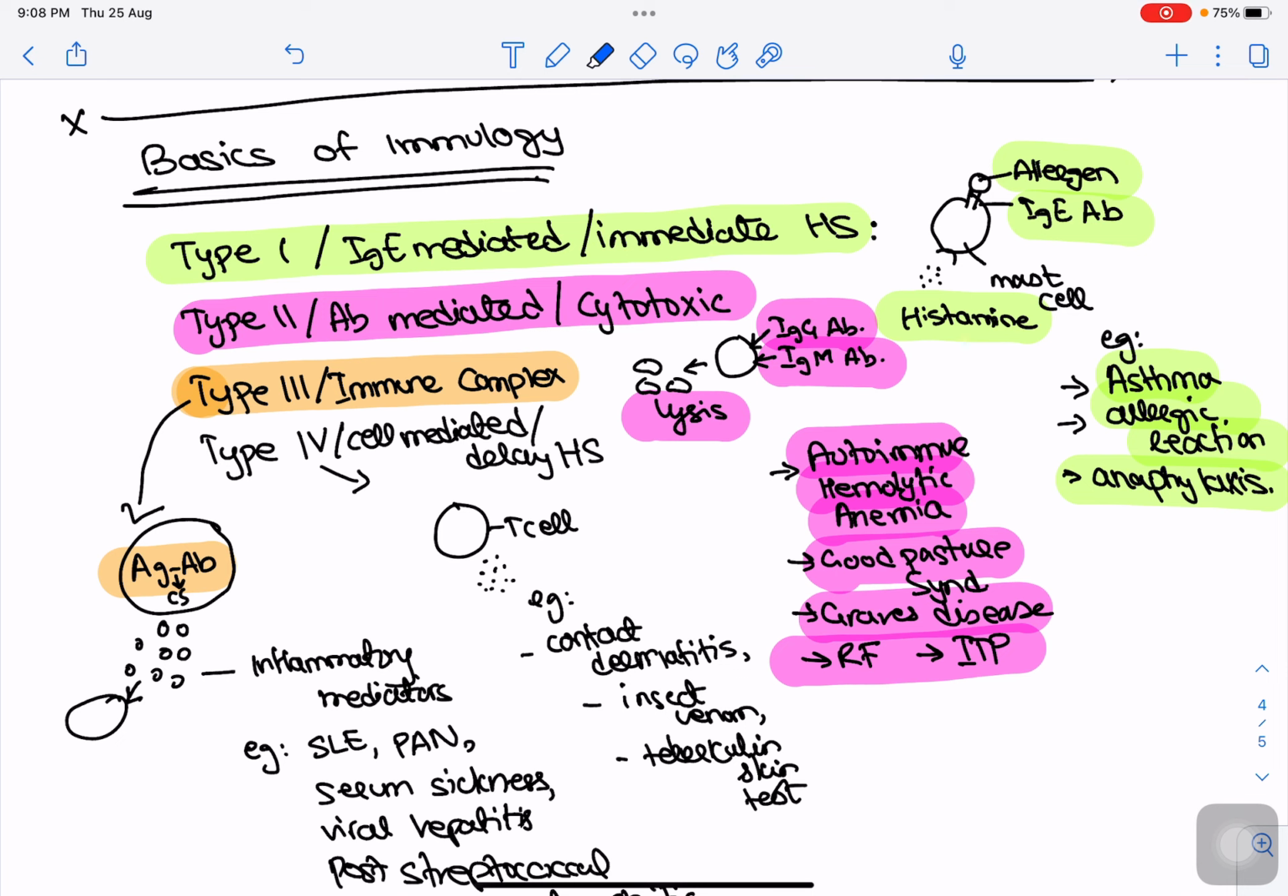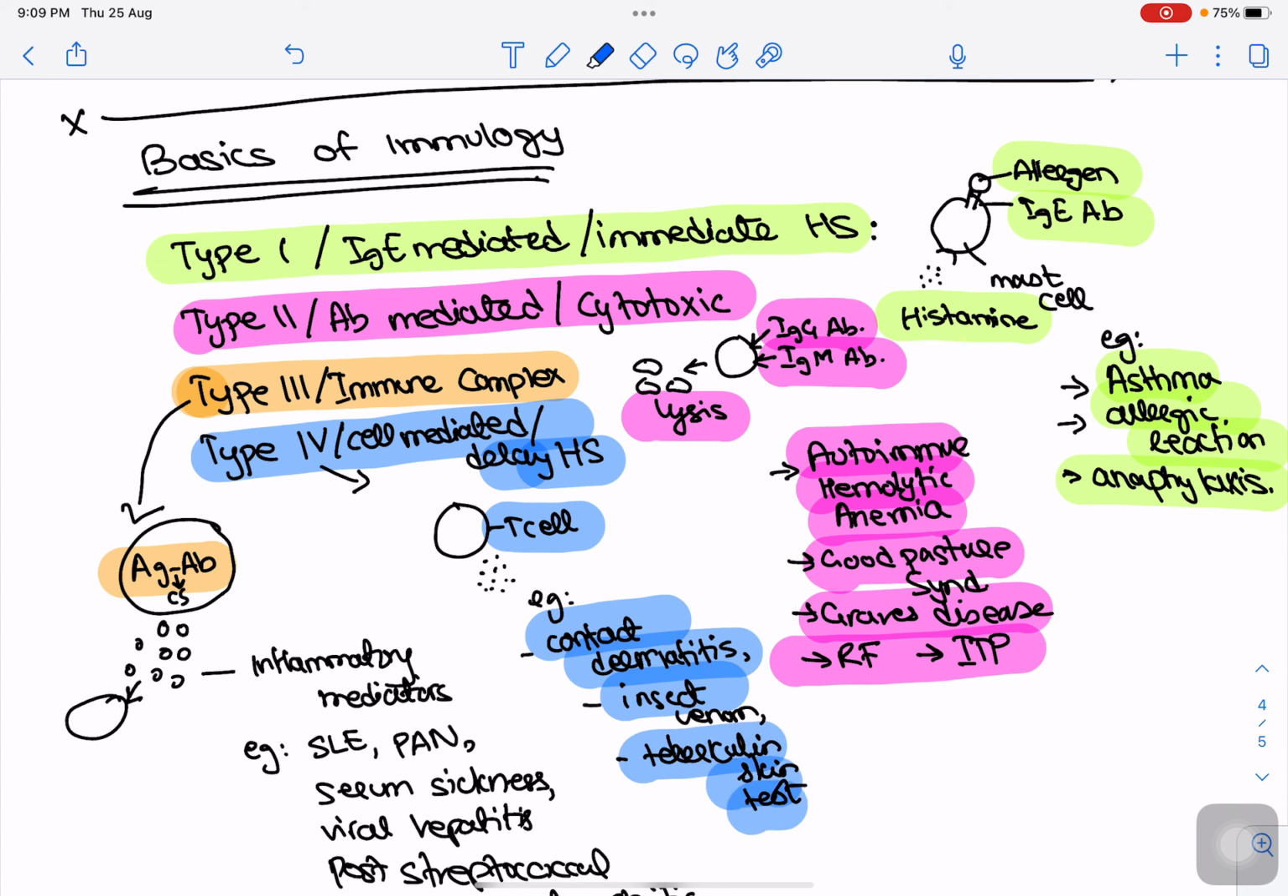If you learn cell mediated delayed hypersensitivity reaction, the name suggests that it is T cell mediated in type 4. The T cell is attached, and its activation leads to a release of mediators, which occurs in contact dermatitis, insect venom, and tuberculin skin test. So yes, this is the basics of immunology covered in the Toronto notes.